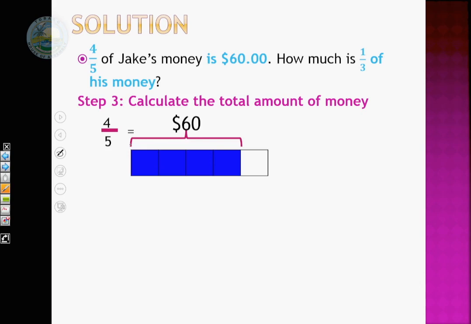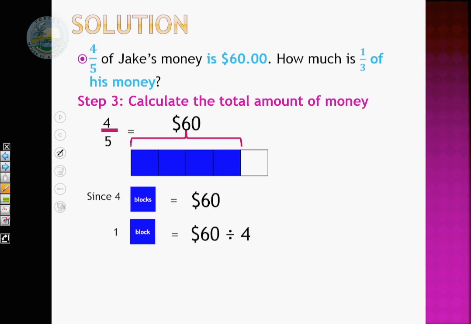Our third step is to calculate the amount of money. So since we know that 4 of our blocks are equal to 60, we could find for 1. Remember, we must always find for 1 first. So 1 block is, and just like before, we need to divide again. So 60 divided by 4, and we would get 15. So this tells us 1 block is 15.